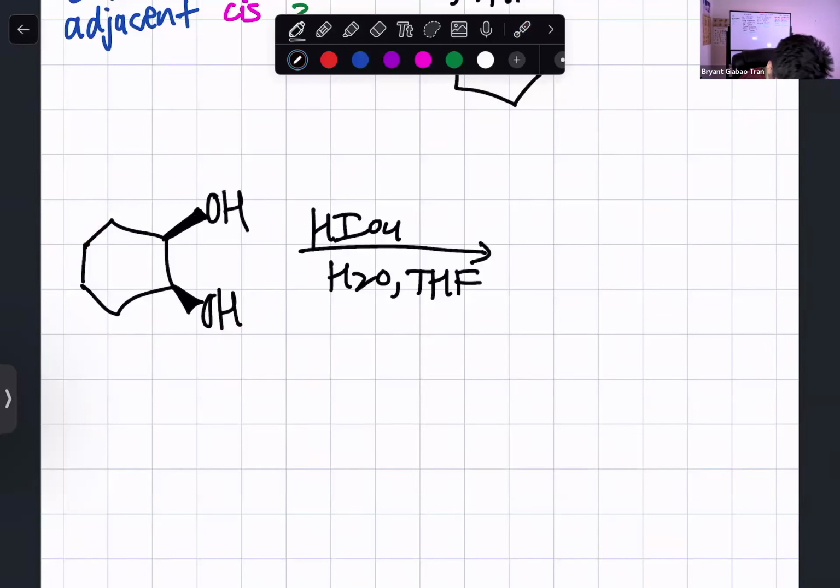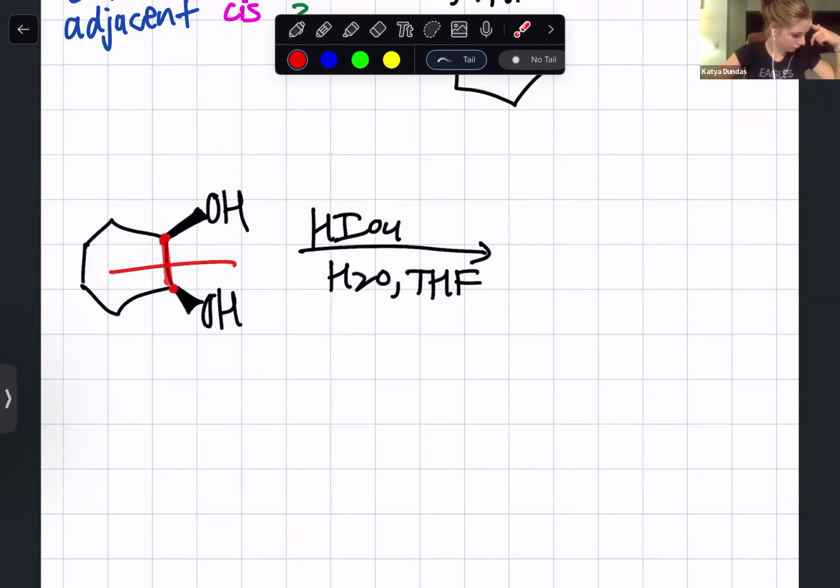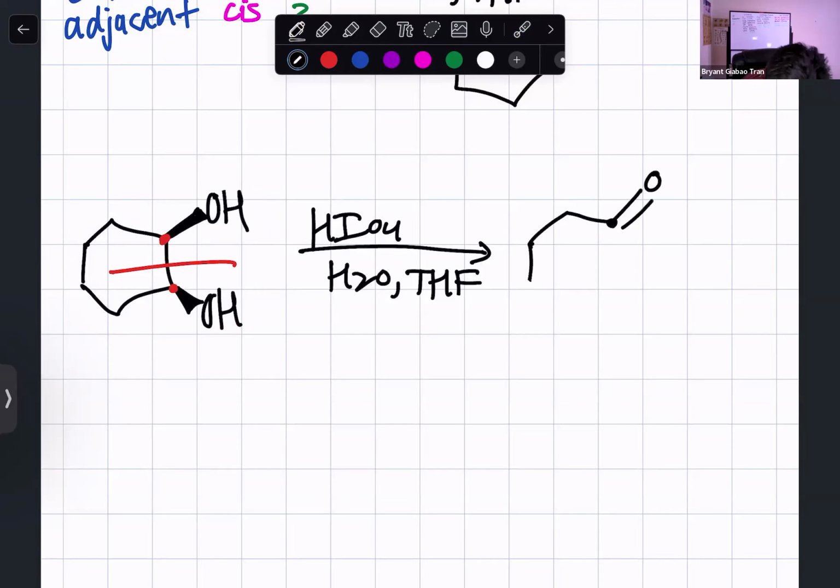So to predict the product here, make a cut between the carbons holding the alcohols. And then those add the carbonyl. The carbon that was attached to the alcohol is now the carbonyl. And it looks really weird. Yeah, it looks really weird, right?